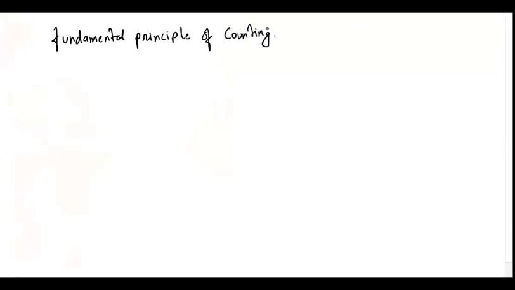Because when you talk about permutation and combination, they are nothing but just different ways of counting. Having some arrangement or selection, it's just counting only. Now, what's the meaning of fundamental principle of counting? Let us suppose we have two cases.